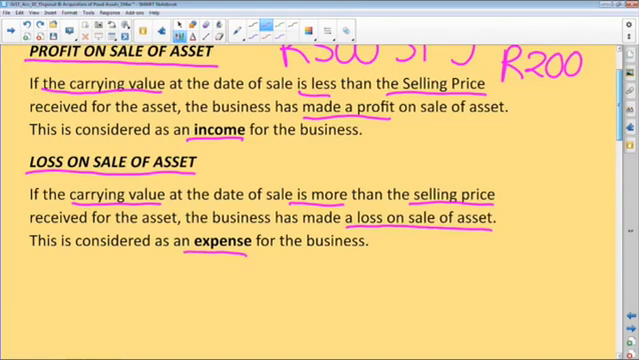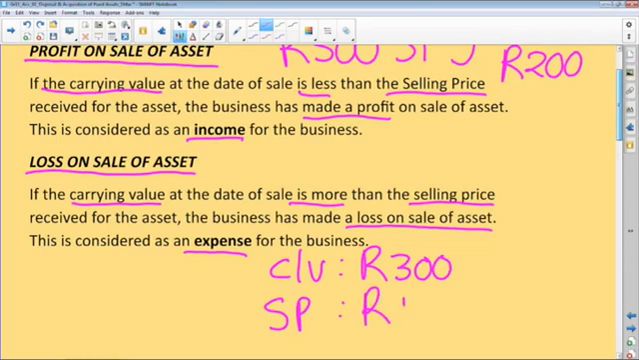Okay, so still with our printer, let's assume the carrying value is still 300 Rand. So that's what we calculated the carrying value at. And the selling price, when I sold the printer, I'm only receiving an amount of 100 Rand. So I can't sell the printer for more than 100 Rand. That's my selling price. I'm receiving 100 Rand.